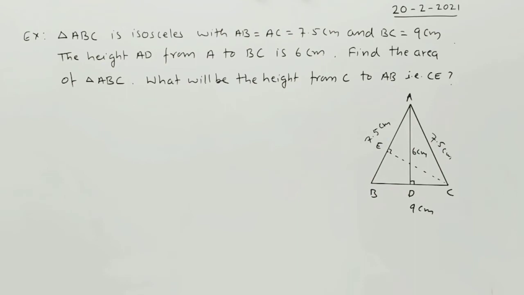Next example, triangle ABC is isosceles with AB is equal to AC is equal to 7.5 centimeter and BC is equal to 9 centimeter. The height AD from A to BC is 6 centimeter. Find the area of triangle ABC. What will be the height from C to AB, that is CE? Solution.